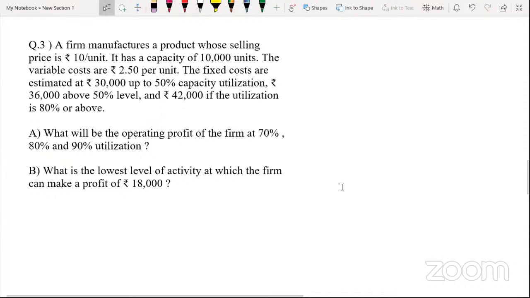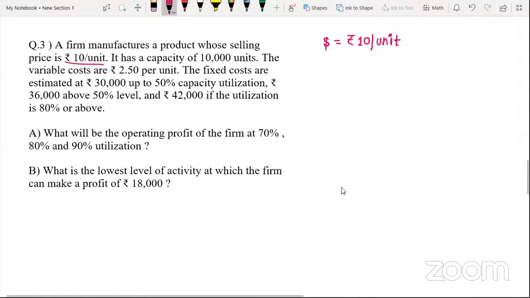So you can see the third question, okay. It is also a good example, okay. So first we will read the question carefully, okay. The question says that a firm manufactures a product whose selling price is rupees 10 per unit. So they are saying that the selling price is rupees 10 per unit, it means they are talking about small s, okay. The small s is rupees 10 per unit.